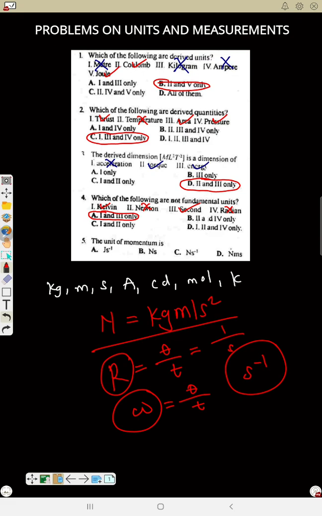Which of the following are not fundamental? A is fundamental, I is fundamental, and the one that is not fundamental... The ones that are not fundamental are Newton and radian, that is 2 and 4. So the correct answer is B.